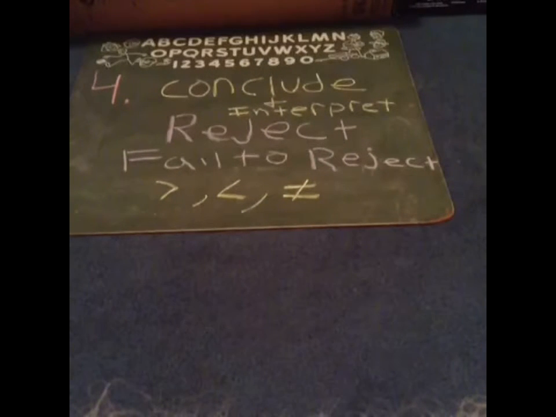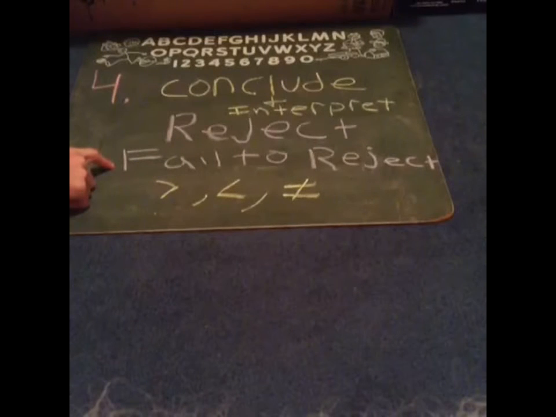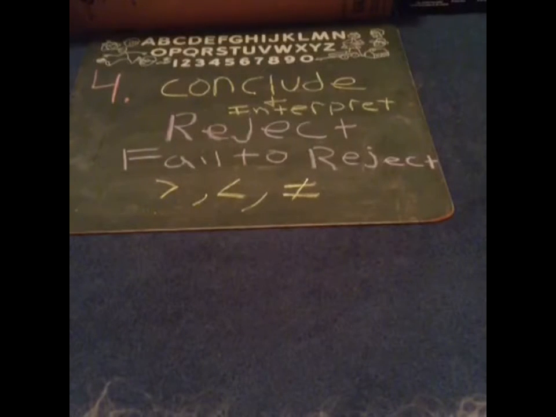However, if the p-value is greater than the significance level, you will fail to reject and there is no statistical significance. Let's sum up the 4-step inference toolbox we learned today.